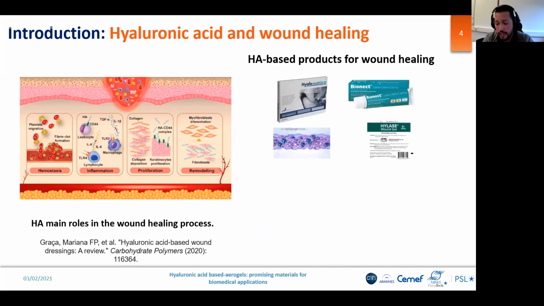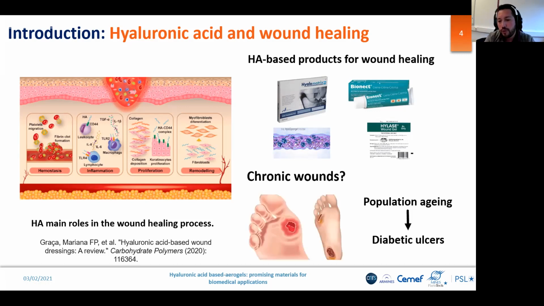And in fact, at the level of the commercial market, there are different products based on hyaluronic acid, products in the presentation of creams and gels. However, there are still missing developments for chronic wounds. And this is important because in the context of the European Union, the population is aging, and for this situation, the prevalence of diabetic ulcers is frequent, and this makes the production of chronic wounds.